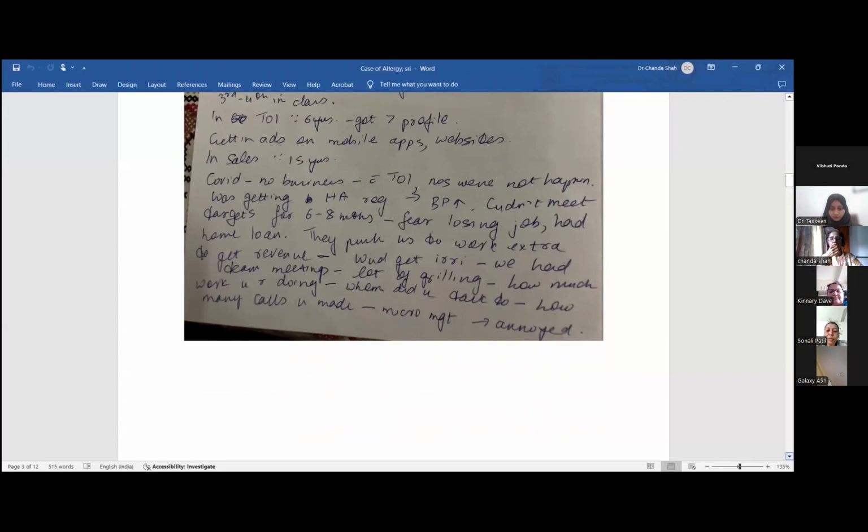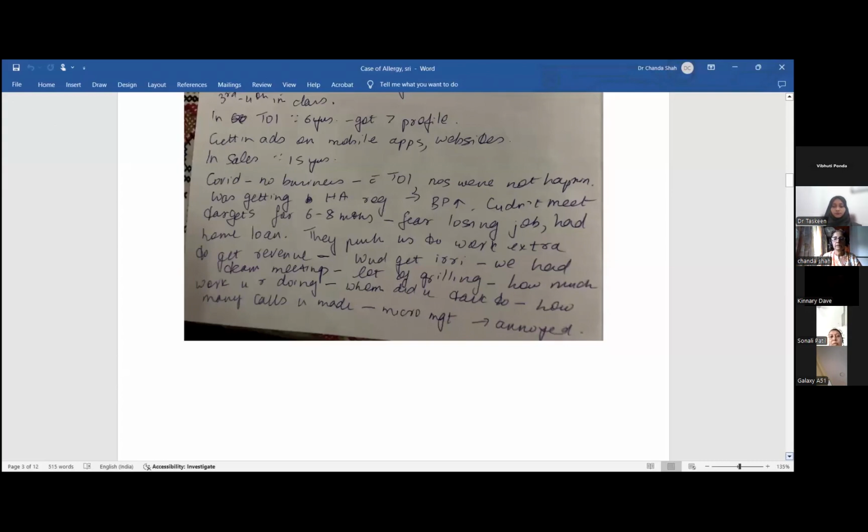During COVID, there was no business with Times of India, and numbers were not happening. So this would give him headache regularly. Even the blood pressure increased. He couldn't meet targets for about 6 to 8 months. This led to him fearing that he would lose his job, and he also had a home loan to pay. The boss would push him to work extra to get the revenue. This would irritate him.